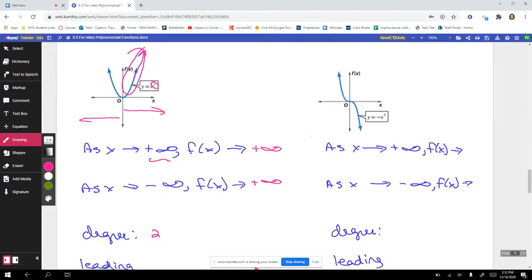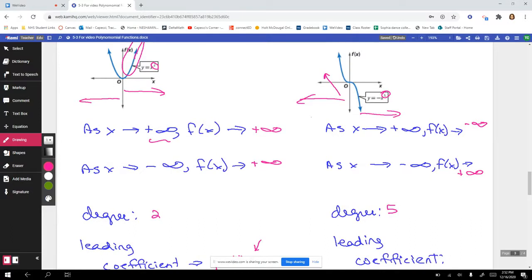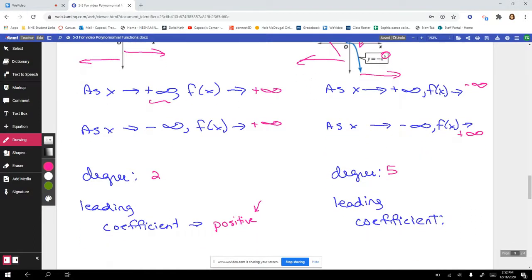All right, let's take a look at our next example. In this case, as x approaches positive infinity, which would be this way, I notice that f of x is approaching negative infinity. It's going down. And as x approaches negative infinity, as it goes this way, f of x is going up. So that's going to be positive infinity. My degree there is 5. My leading coefficient, I know, again, it's going down, so my leading coefficient is going to be negative, and I can see in this case that it is negative by the equation in the graph.